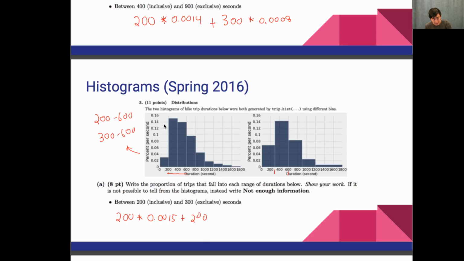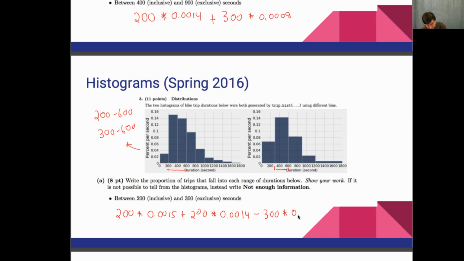And we're going to multiply that again by the height, which is about 0.0014. And then we're going to take 200 to 600 and subtract 300 to 600 of that to find 200 to 300, right? So we're going to subtract 300 to 600, which we know is from here to here. And then 300 is the width, and we're going to multiply that by the height, which is around 0.0014. So that's going to give us the answer to the last problem.